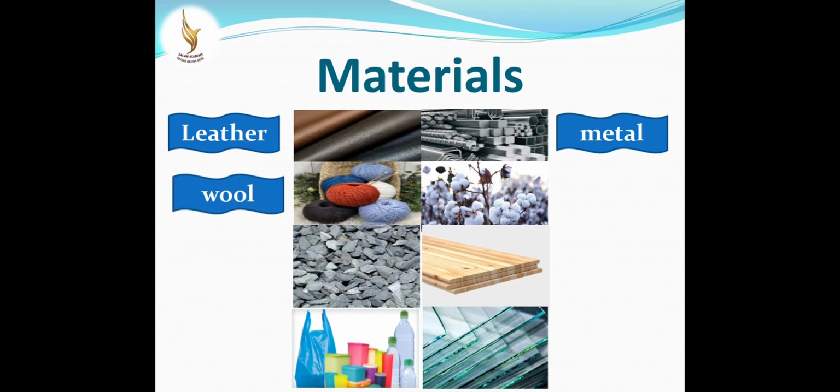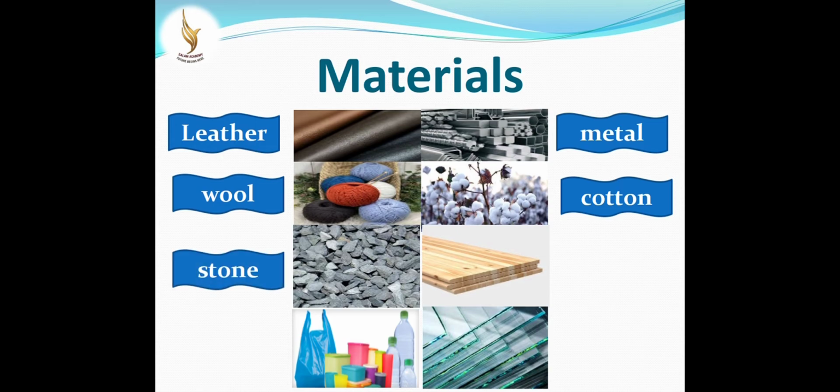Wool. Wool is a material that comes from sheep's or goat's hair, and it's used to make jumpers and socks, scarves. Cotton. Cotton is a white soft material, comes from a plant, and it's used to make clothes. Stone. Stone is a hard material, comes from rocks, and it's used to make shapes, buildings, statues.